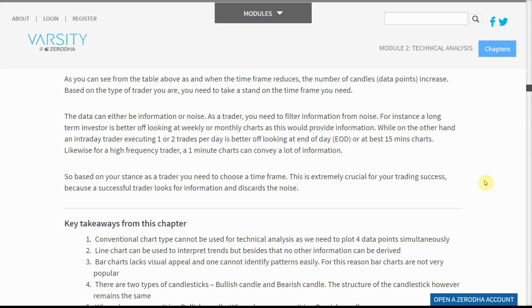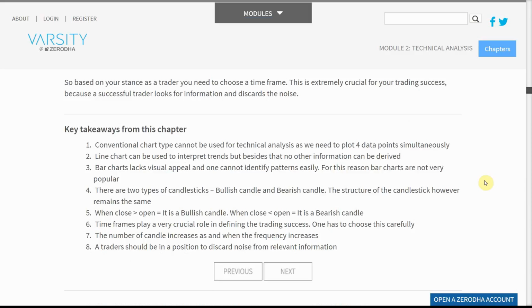Key takeaways from this chapter. Conventional chart types cannot be used for technical analysis, as we need to plot 4 data points simultaneously. A line chart can be used to interpret trends, but besides that, no other information can be derived. Bar charts lack visual appeal and one cannot identify patterns easily. For this reason, bar charts are not very popular.